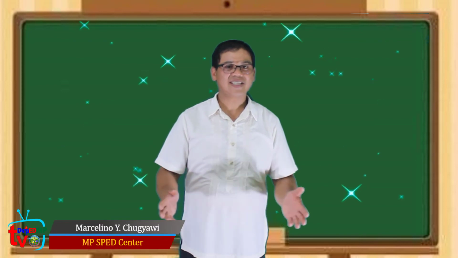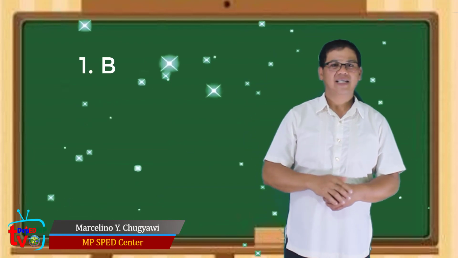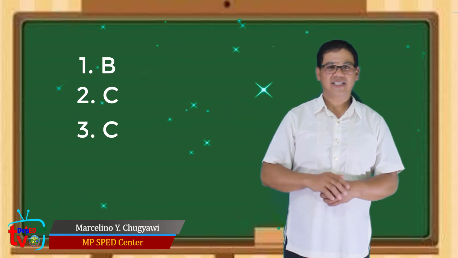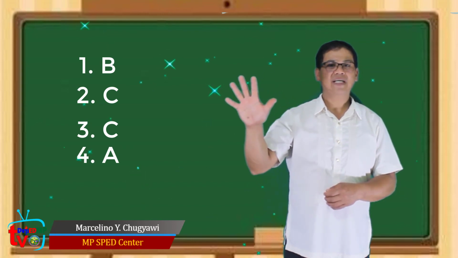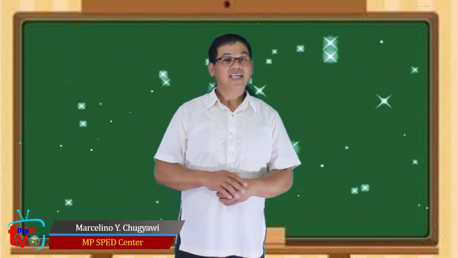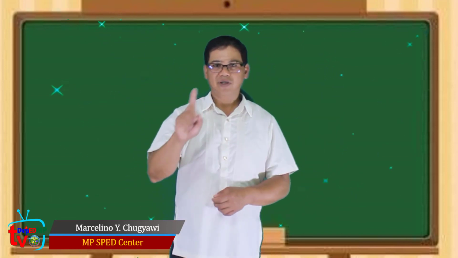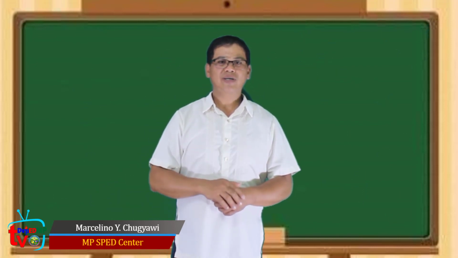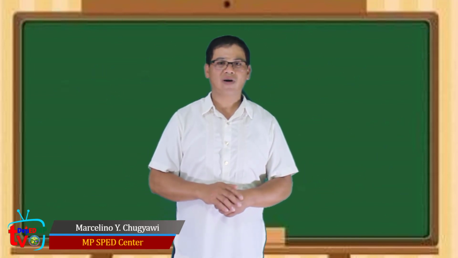Let us check your answers the usual way. Number 1, B. 2, C. 3, C. 4, A. And 5, C. What's your score? If you got 4 or 5, good job. If you got 3 and below, please do not feel bad. You can always go back to the module on this video for you to understand more our lesson.